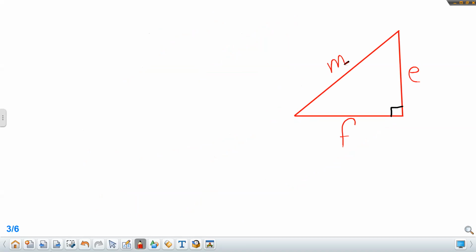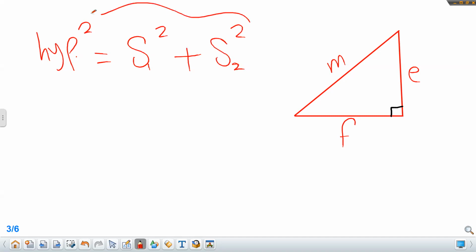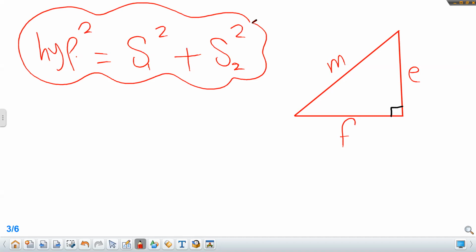But what did Pythagoras say? Pythagoras said that in the right angle triangle, the square of the hypotenuse equals the sum of the squares of the other two sides. So in general, hypotenuse power 2 equals the sum of the squares of the two sides: side 1 square plus side 2 square. This is the Pythagorean theorem.